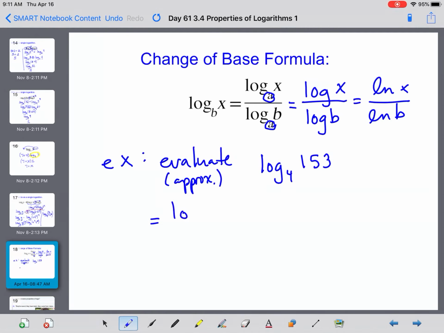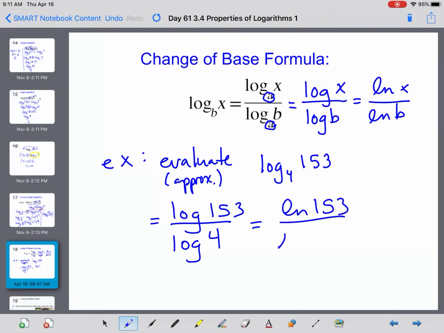But what this allows me to do is I can either take log of the argument, so log of 153 divided by log of the base value, so log 153 divided by log of 4, or I can do the exact same thing but just with natural log. I tend to gravitate towards natural log because honestly I'm lazy. It's only 2 letters to write for natural log versus the 3 letters to write for log. So go ahead, try typing that in your calculator.